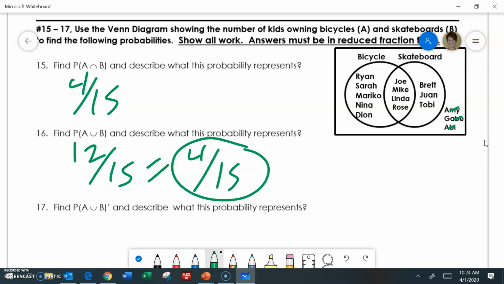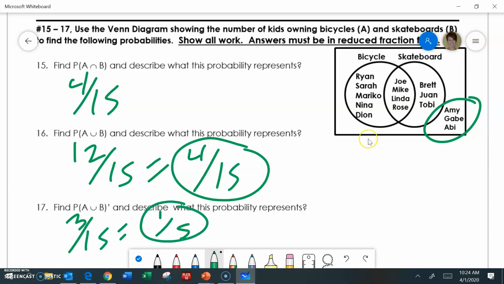So if our answer to number 16 was we had 12 in that diagram out of 15 that own either or, then in number 17, we just actually want to include the 3 that do not have a bicycle or skateboard. So our answer would have been 3 out of 15, which reduces to 1 out of 5.